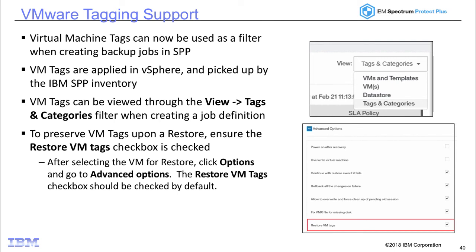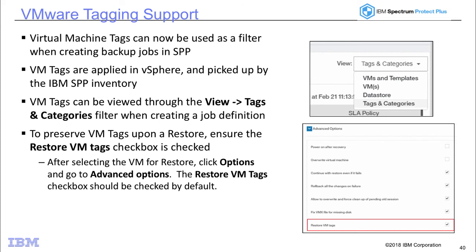Okay, so that's Oracle. Now let's go back to some additional support for VMware that was added to Spectrum Protect Plus at version 10.1. We always allowed you to pick virtual machines at a VMs and folder level, and now we support VMware tagging for picking the virtual machines that are going to be in any particular SLA. You can now use tags as a filter.